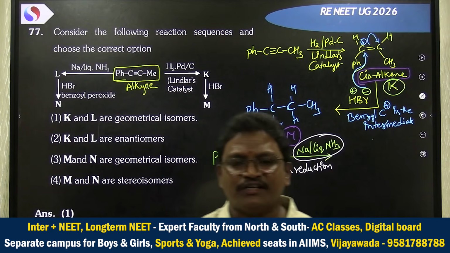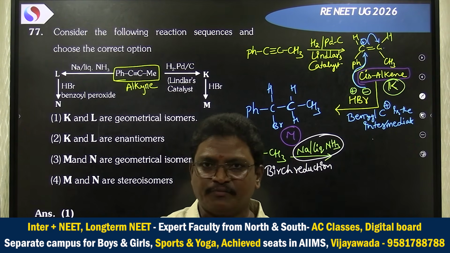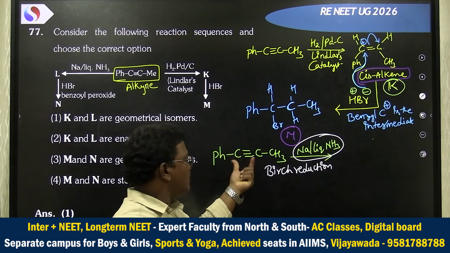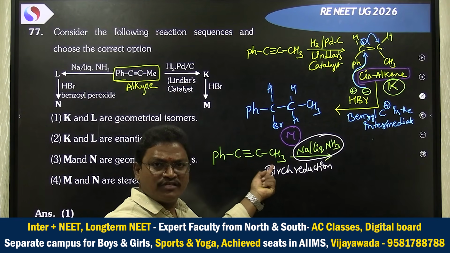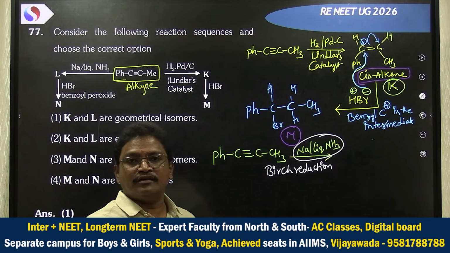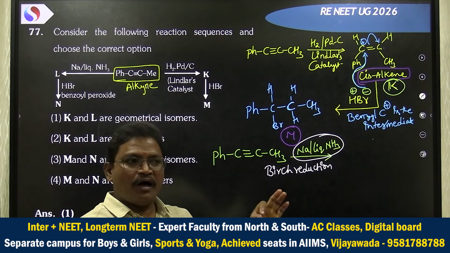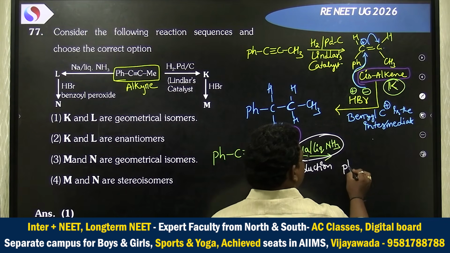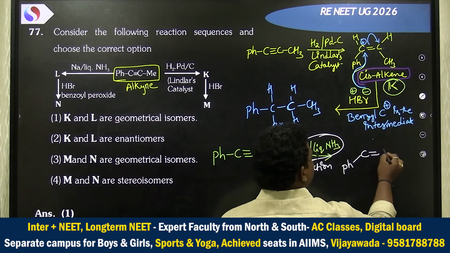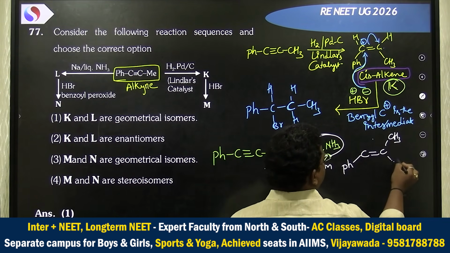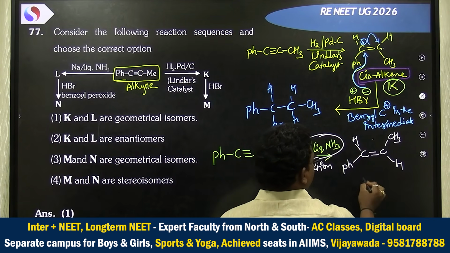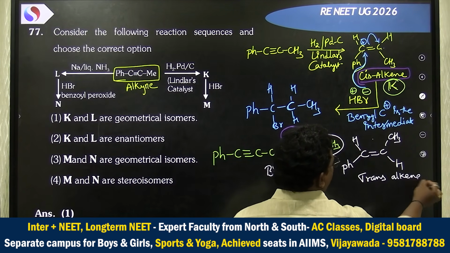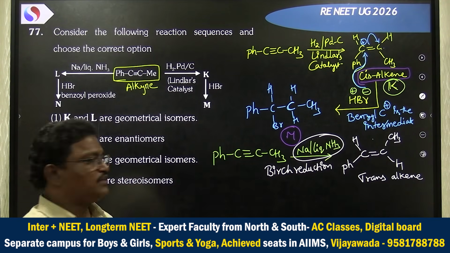Here also reduction takes place, but it needs to be controlled. Just break the one pi bond and add one hydrogen here and another hydrogen here. Then what is the product here? Here trans alkenes are the products. The product will be the trans product, CH3-CH=CH-Ph, trans alkene is the product.